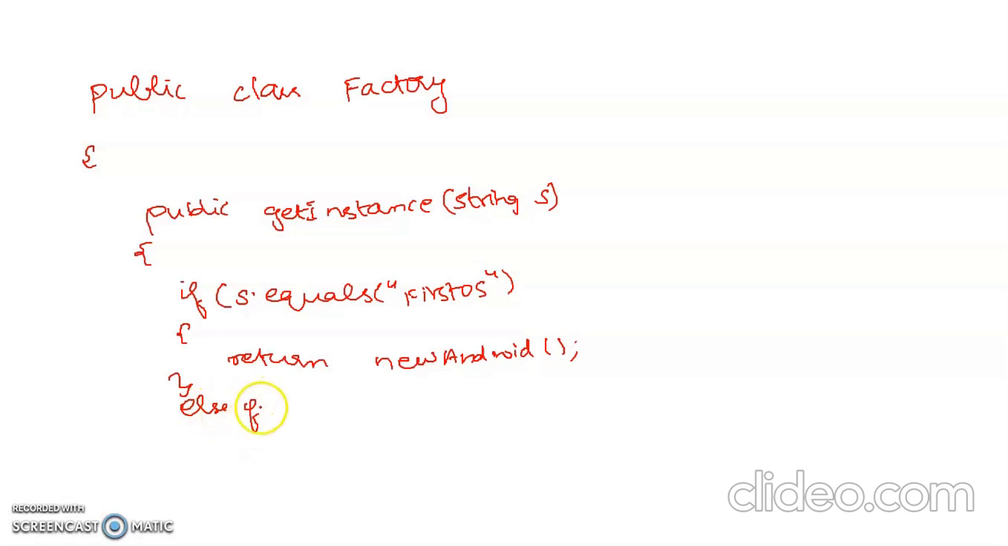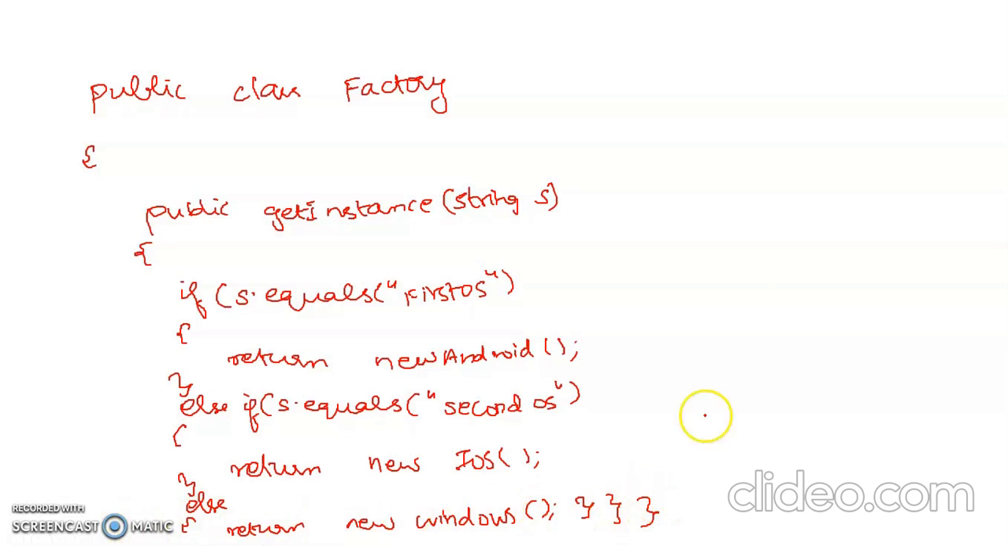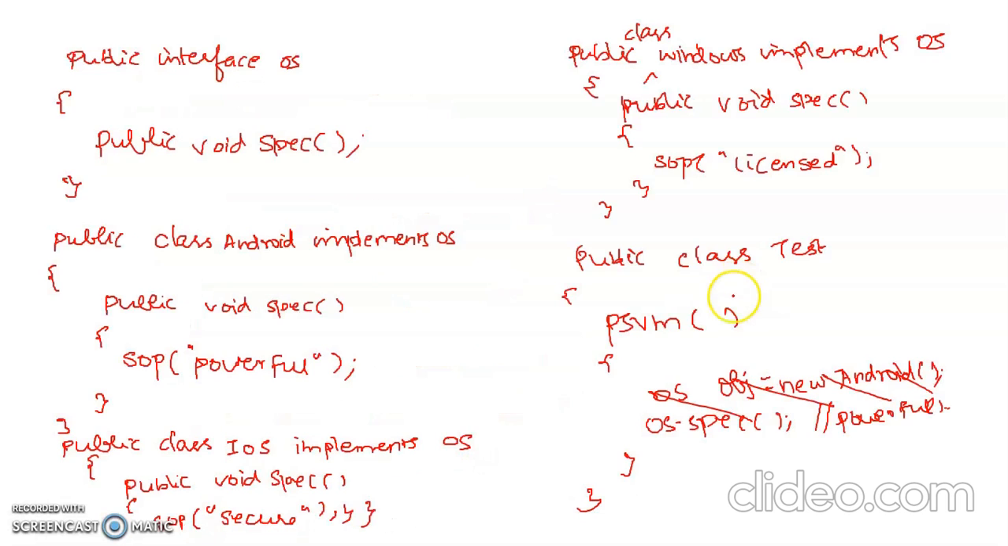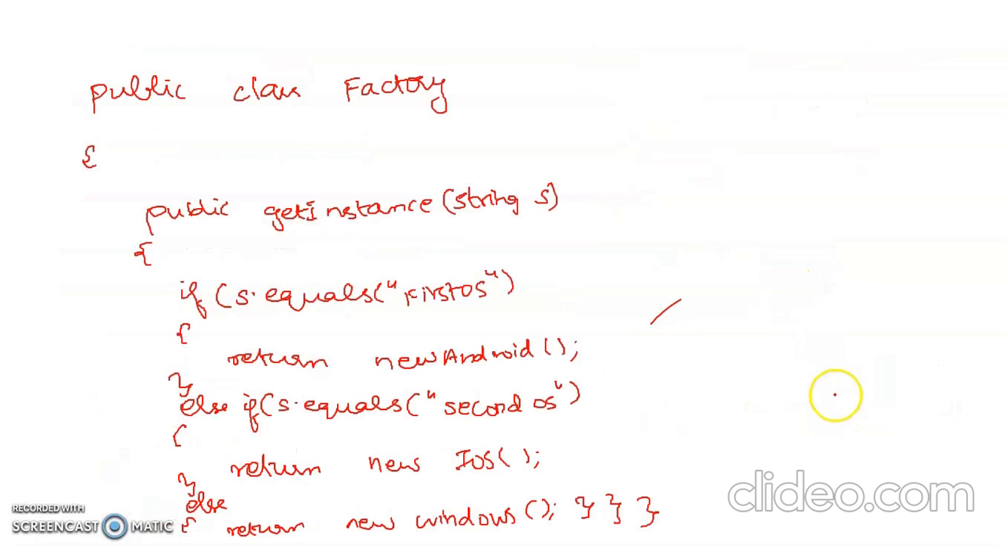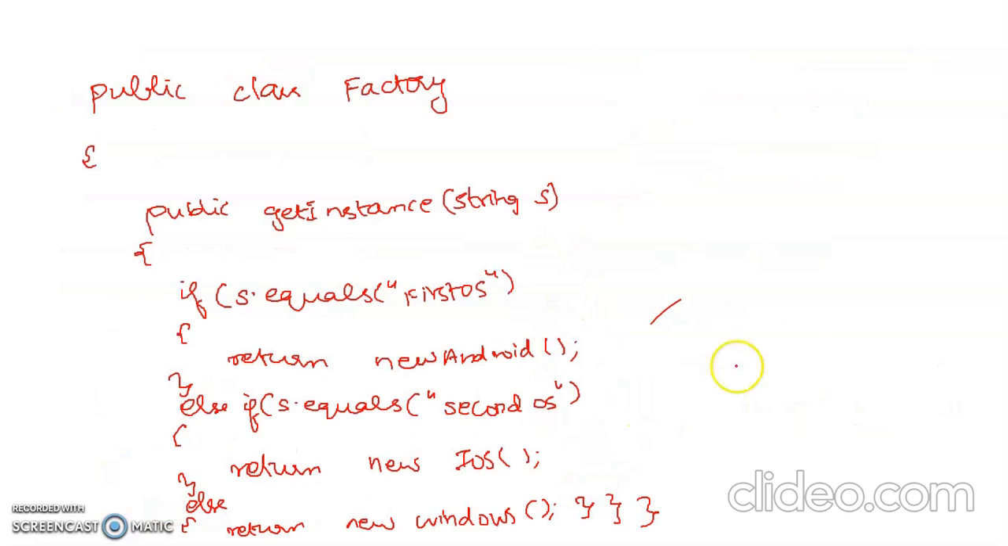Else if s.equals the input string second OS, I have to return new iOS. Else I can return new Windows. Here the problem is that my class names Android, iOS, Windows are exposed to the client. It is not right. So we have a class Factory, and I'm going to rewrite this test code.